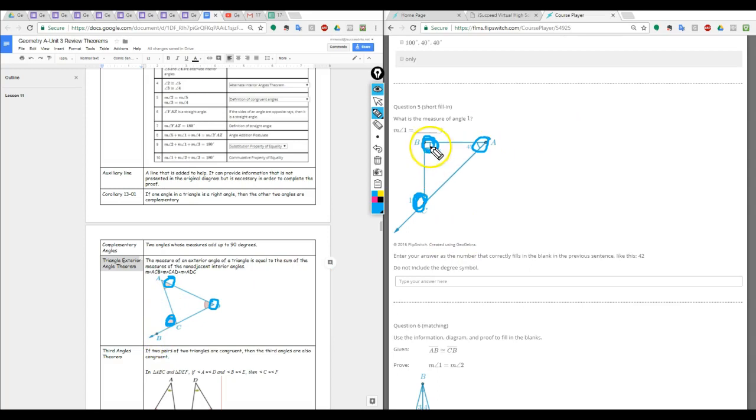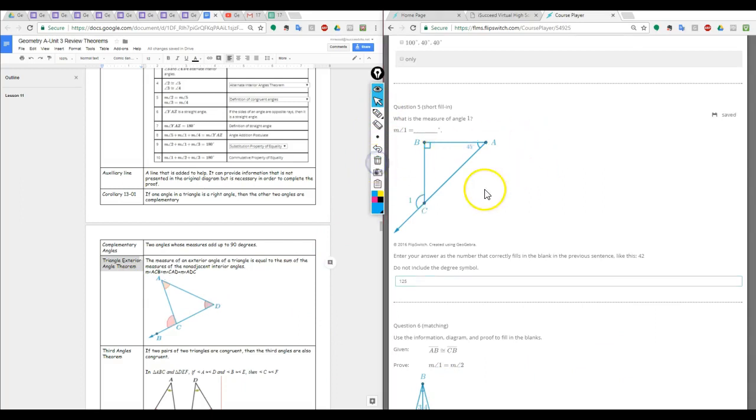So we have 90 degrees, which is B, plus 45, which is A, and that is going to equal 135. So we know then that angle 1 is 135 degrees by the triangle exterior angle theorem.